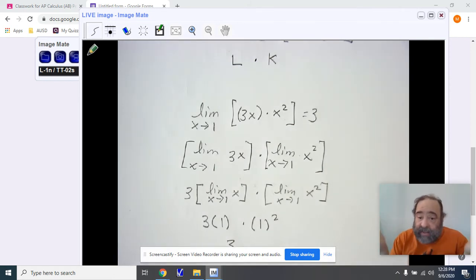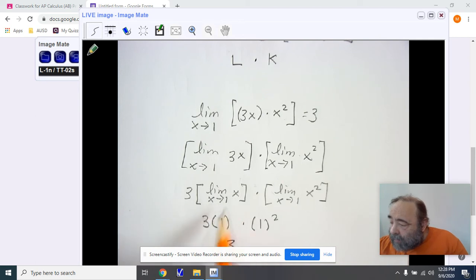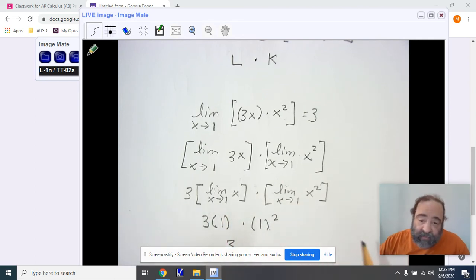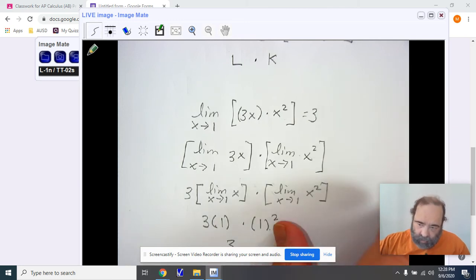So notice I can simplify 3x times x squared and get 3x cubed and then evaluate it. Even if I were approaching 2, just look at it. 2 would give me 6, and this would give me 4, and I'd end up with 6 times 4 is 24. That's the same thing as 2 cubed, which is 8, times 3. So you've got a lot of possibilities on what you're working with.